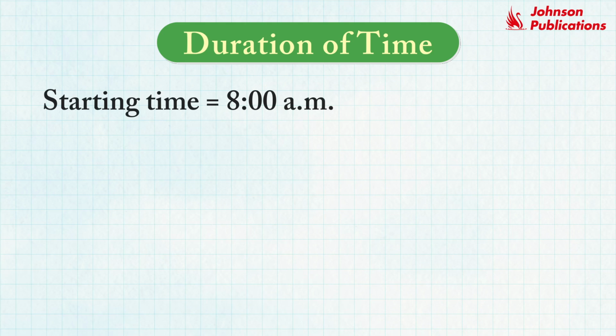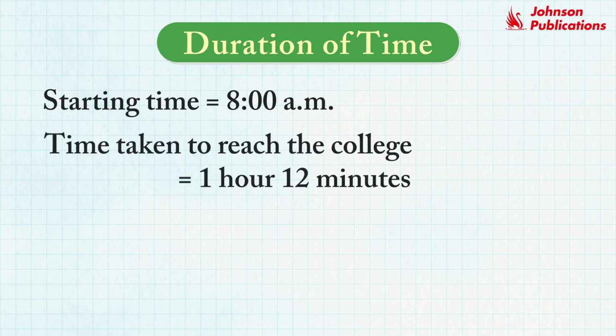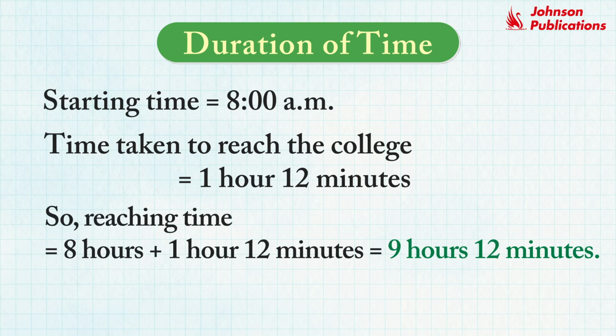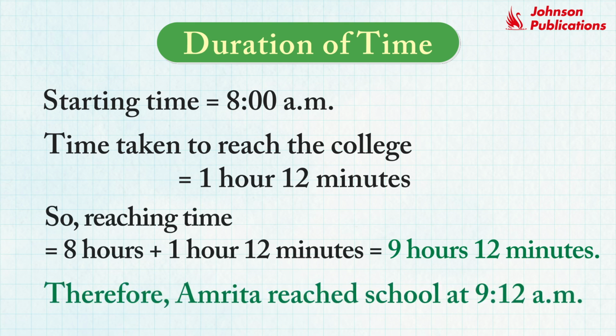Starting time is equal to 8 a.m. Time taken to reach the college is equal to 1 hour 12 minutes. So, the reach time will be 9 hours 12 minutes. Therefore, Amrita reached college at 9:12 a.m.